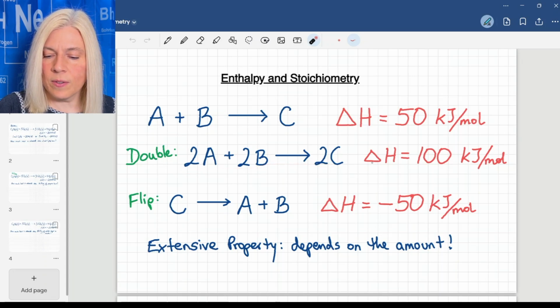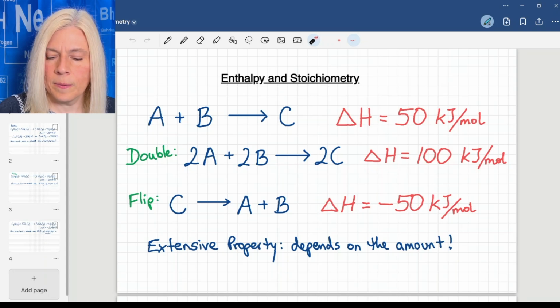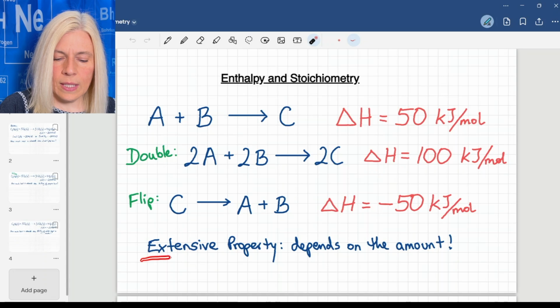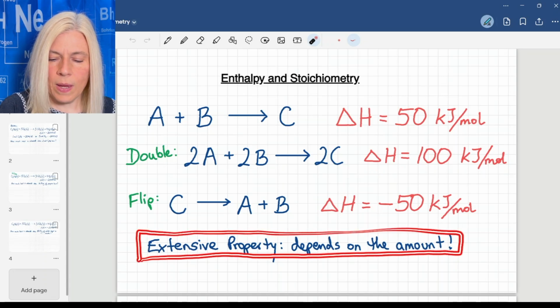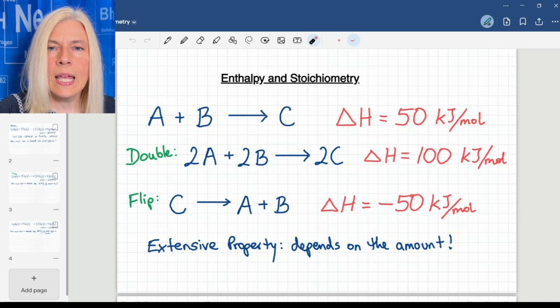If we double everything, the enthalpy also doubles. Keep that in mind. Why? Because enthalpy, heat, is an extensive property. It depends on the amount of substance. Here is an easy way to remember this.